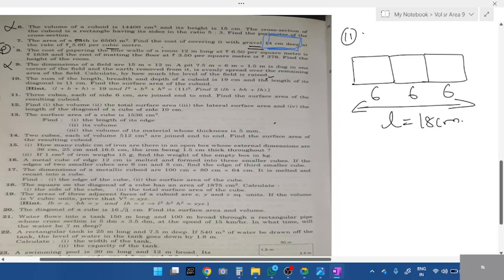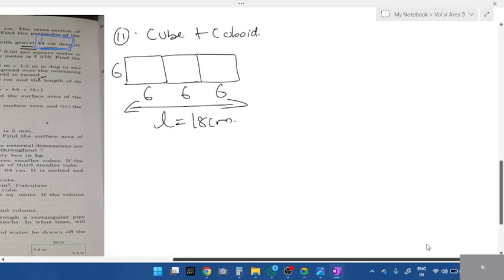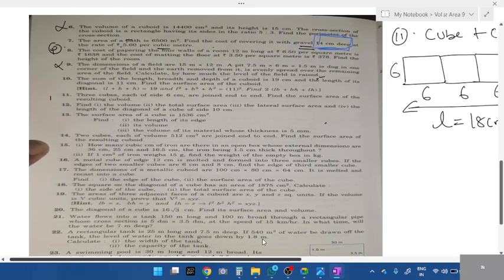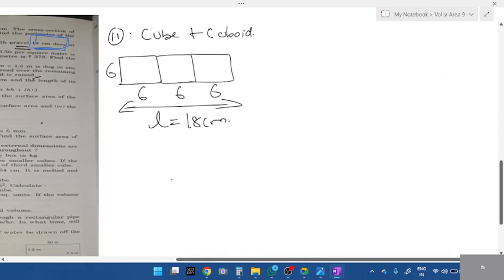So this 11th question is a combination of cube plus cuboid. So this figure is what? Cube or a cuboid? See, this side is 6. Now, what do we need to find here? Each side and join end to end. Find the total surface area. Starting, it was a cube. 6, 6 and 6.